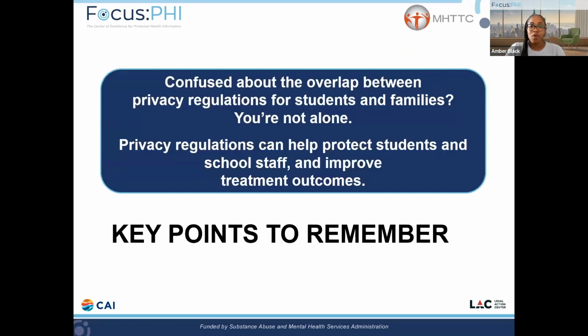And now I'll turn things over to Dr. Adelschein to give us some more key points. Thanks, Amber. So we're just going to quickly go through some key points. And I know this has been an amazing amount of information. Part of what is important to understand is if you're confused about the overlap between these regulations for students and families, know that you're not alone. They're challenging and difficult and complex for all of us. But understanding these regulations can help our students be protected, as well as the school staff, and ultimately help everybody do better, both in terms of treatment, but hopefully also to be academically more successful as well.